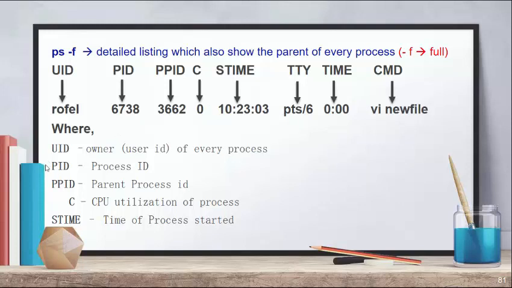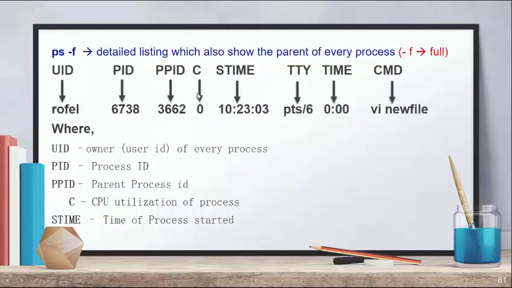The first is UID. UID is the user ID. That means it is the owner of every process. हर एक process का जो owner होता है उसका ID. That is the user ID. Second one is the PID, that is the process ID. Then PPID. That means it is the parent process ID. हर एक process का parent रहता है. ठीक है. एक parent के अंदर बहुत सारे child process रहती है. So वो parent process ID.